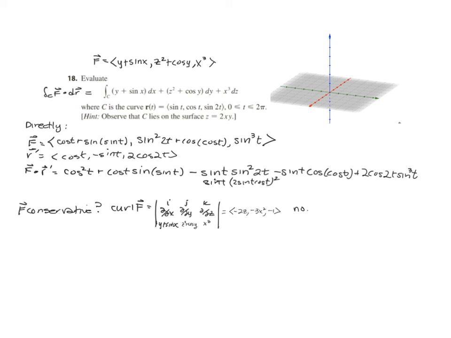So that's too bad. So what other techniques do I have? Well, I mentioned that C is closed. So I could use Stokes, but here's the tricky part. What surface am I going to use? I know they gave me a hint, but I try to ignore hints until I need them. Okay. What surface would I use?